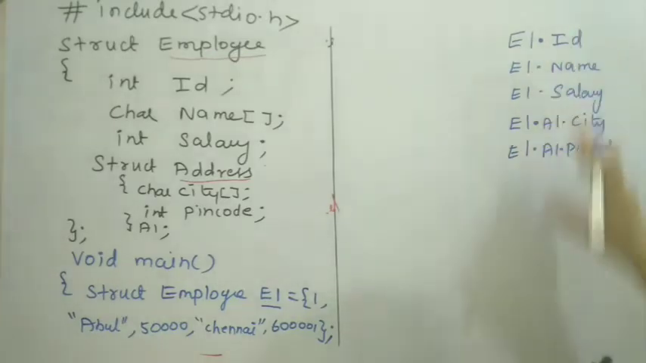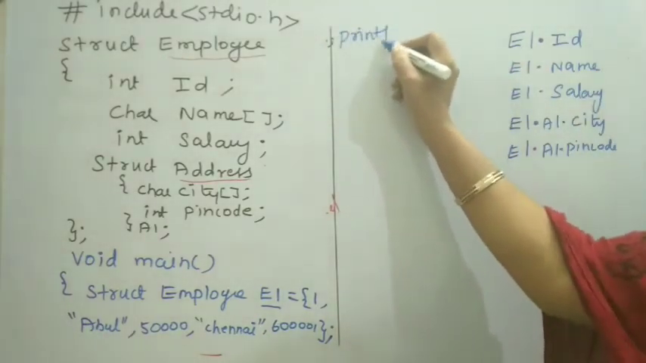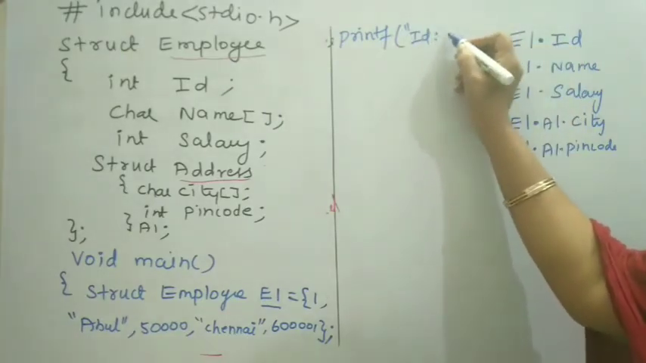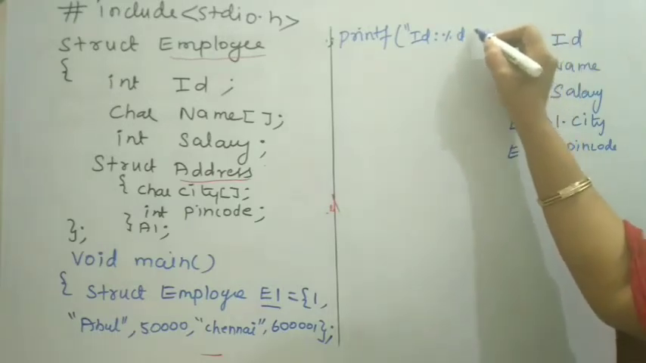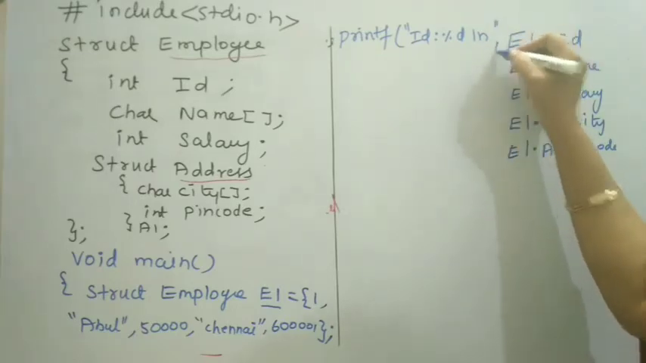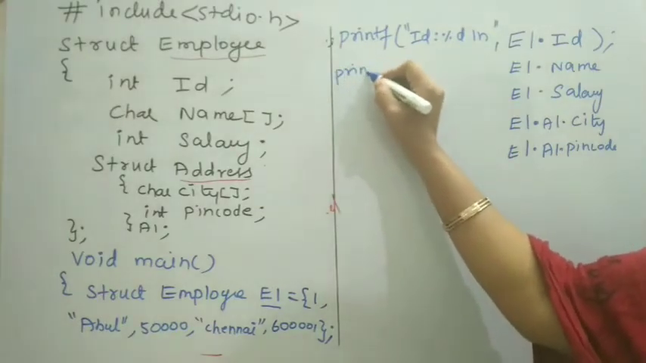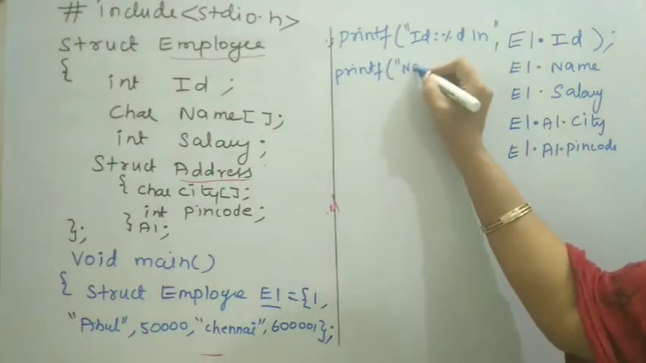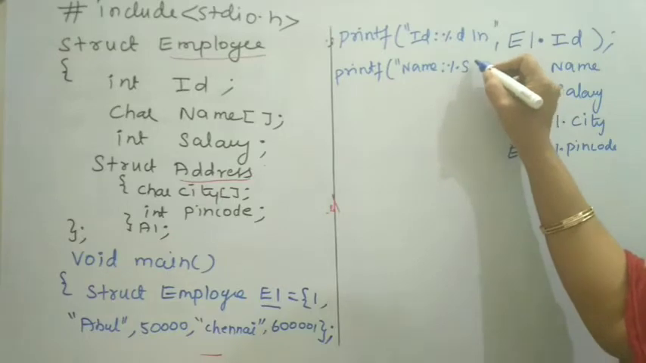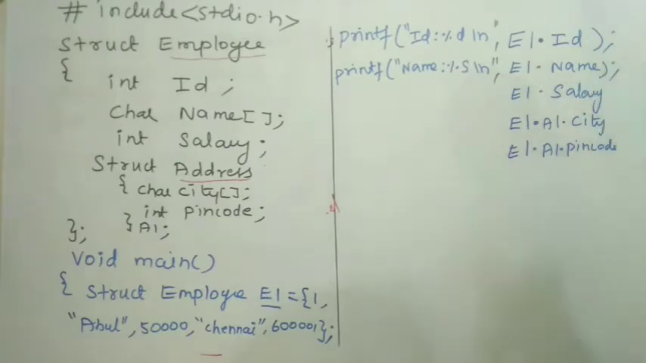If I want to print the value of these data members, I can include them within a printf statement. Printf, okay, ID colon, ID is an integer value, so percentage d. Then after printing the value, I want to move to the next line, so I am using the control string backslash n, which will print the value of ID. If I want to print the value of name, printf name colon, name is a string value, so my control string is percentage s, and then the control string to move to the next line. This printf statement will print the value of name.